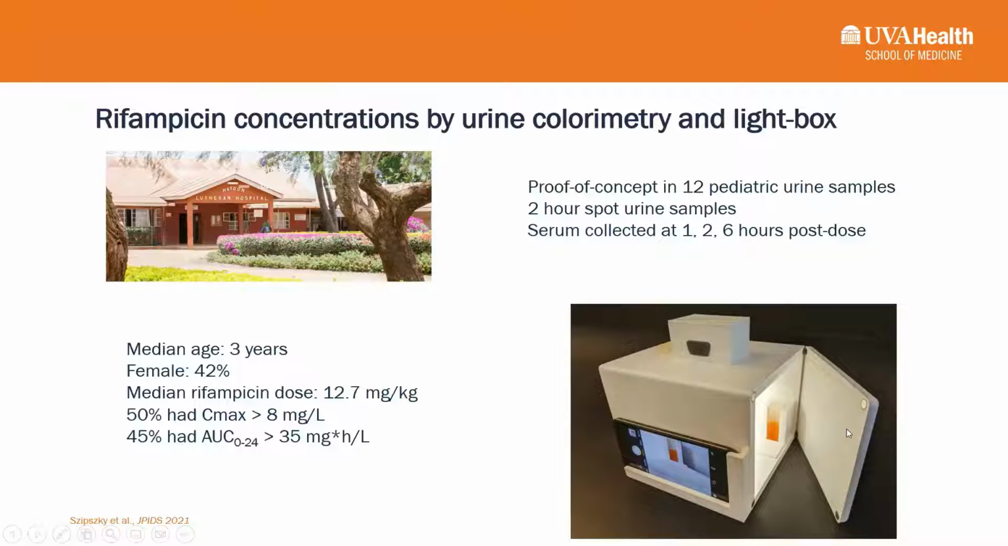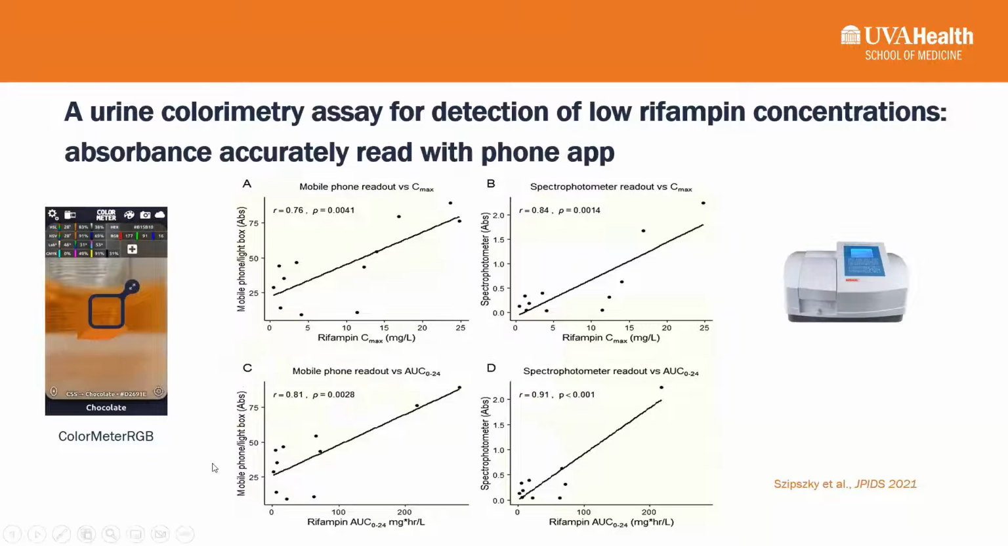The image you see on the right bottom is a 3D printed light box that we designed, collaborating with University of Virginia's engineering department. Different places might have different lighting, so this is just to standardize how much light the samples get. We designed a custom made 3D printed box, and we were able to measure the absorbance using just a mobile phone. We didn't even need a spectrophotometer for this proof of concept study. The name of the app that we used was Colorimeter RGB. It's an Android and an iPhone app.